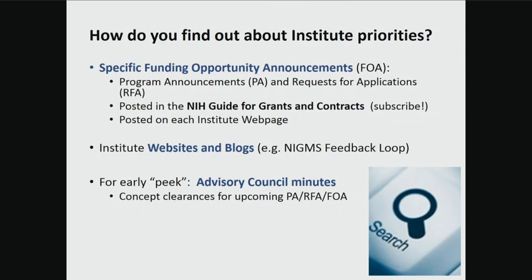The simplest way is, if we have an area we want to see developed, we issue funding opportunity announcements, and that's our way of saying, here's an area, please send in an application. Those are usually a program announcement or an RFA, a request for application. I won't get into how those are different, but whenever one of these comes out, it is posted in the NIH Guide for Grants and Contracts.